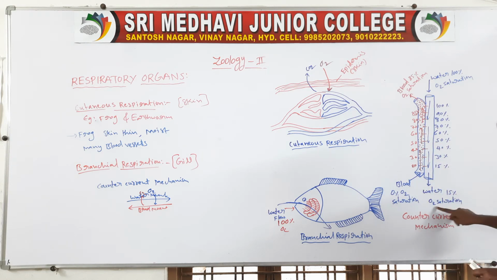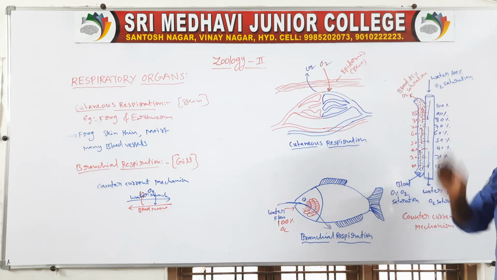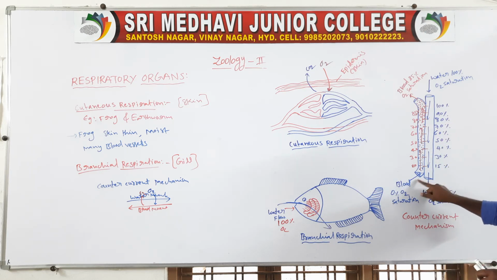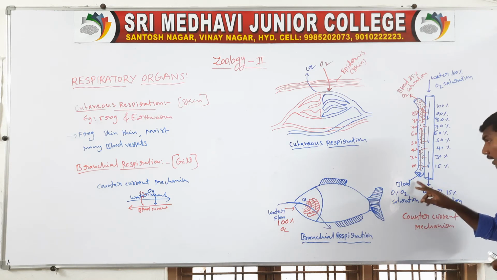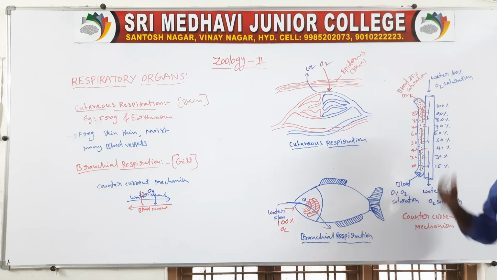Finally, water with only 15% of O2 is going to the outside. The water entering from the mouth to the gills is 100% oxygenated. At the exit of the gills, only 15% of the oxygen is present in the water. Next, the blood vessels of the gills: the blood starts at 0% O2 saturation.